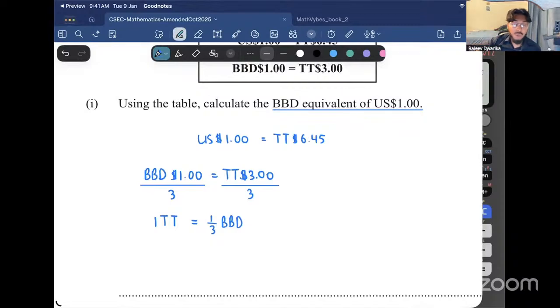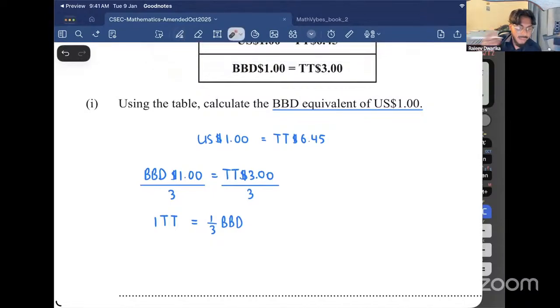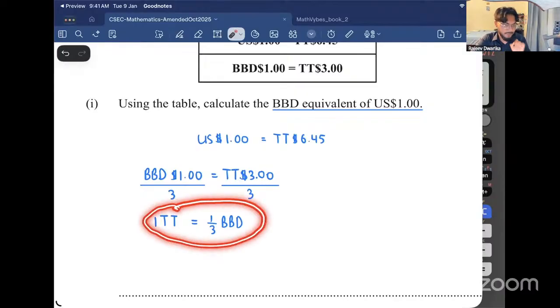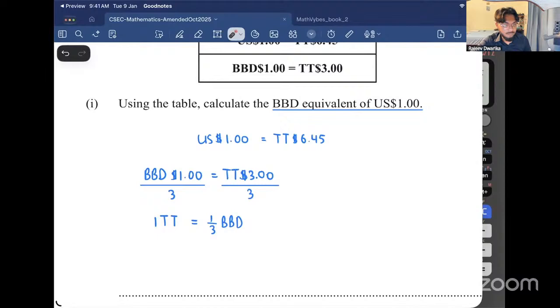Now, we want to find what BBD is. How much BBD would be equivalent to 1 USD? Remind me, how much TT dollars is 1 US dollar? $6.45, sir. Right, so what should I do on both sides here to find how much $6.45 TT would be in BBD? If I know how much 1 TT dollar is in terms of BBD, how am I going to find $6.45? Taking the 1 over 3 and dividing by 6.4.